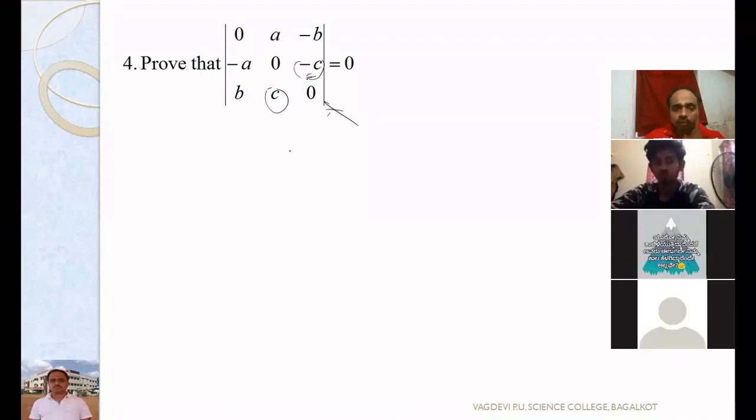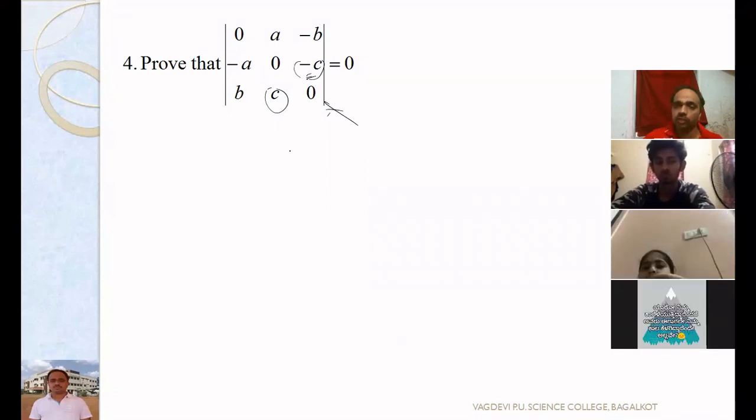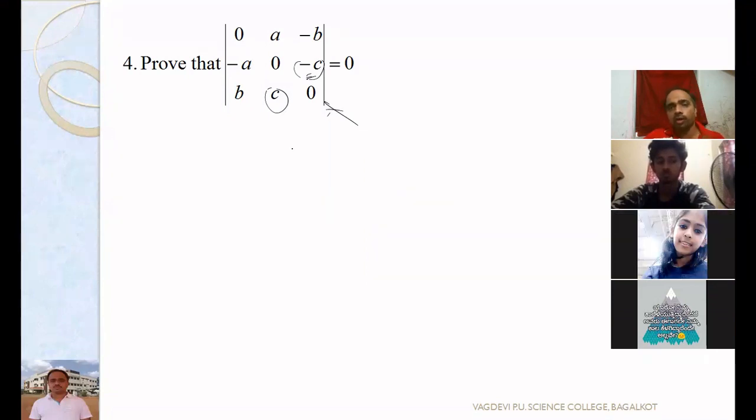When there is a determinant of a skew symmetric matrix of order 3, its value will be 0, not order 2. The order must be an odd number, order 3, order 5. So any odd order determinant of a skew symmetric matrix will be 0. So directly you can write 0. So how can we prove it? This is very tricky.